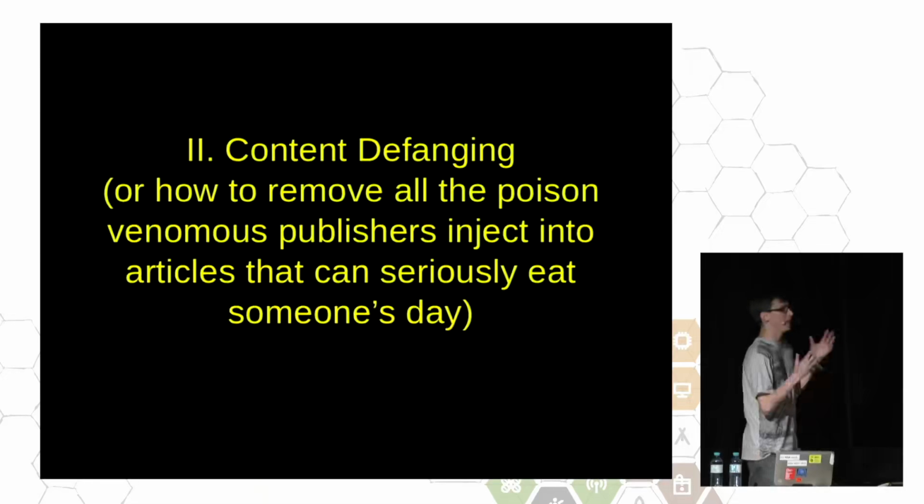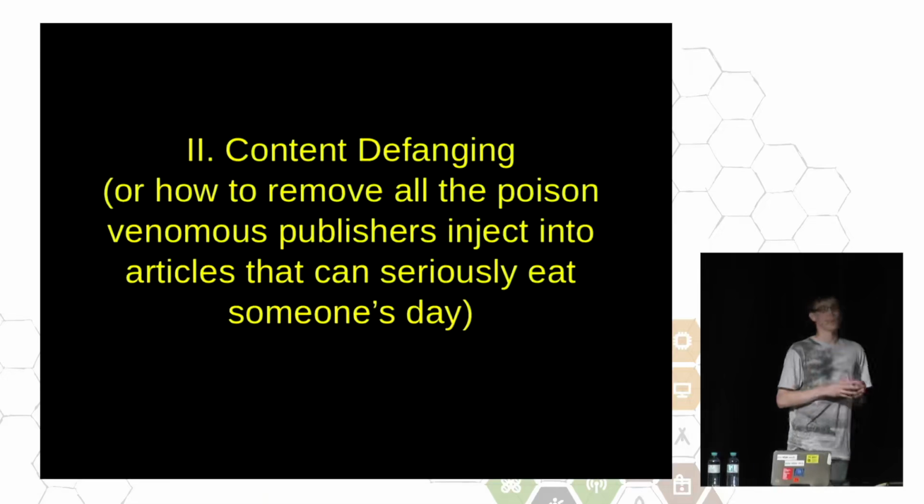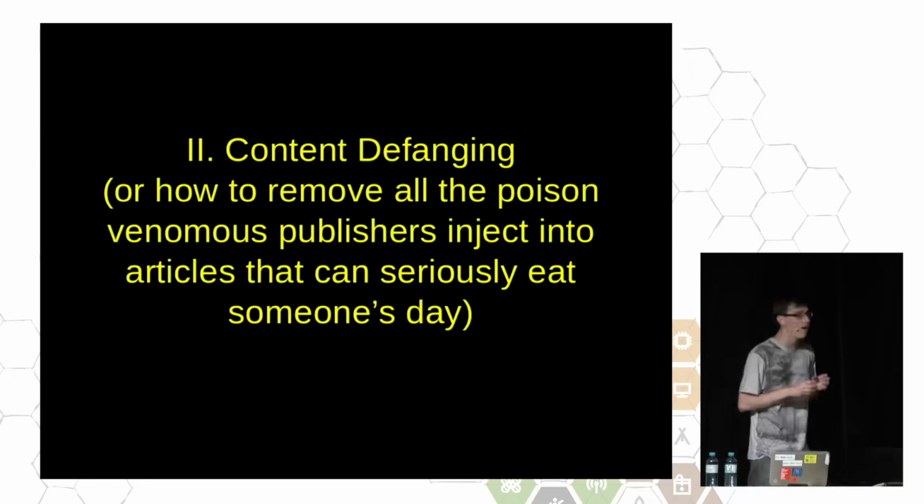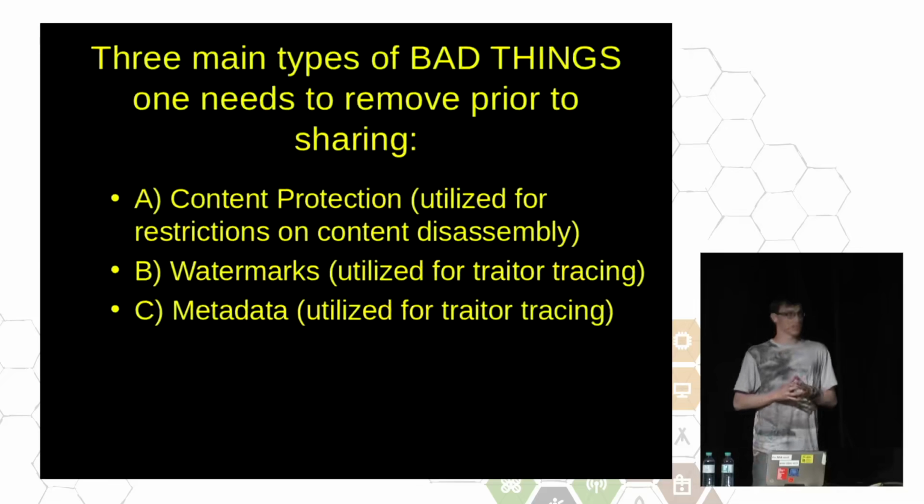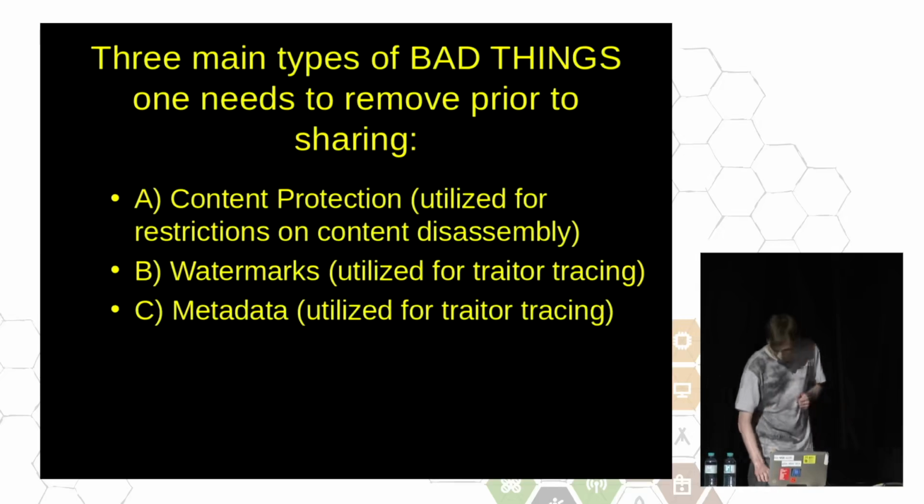Okay, so by now, at this point, we should have procured some articles, right? Before we actually start sharing them, we now need to engage in content defanging, or removing all of the actual poison that the venomous publishers inject into these articles before we can share them, again, to prevent target neutralization. So there's three basic types of so-called bad things that publishers can put in articles: content protection, watermarks, and metadata. So let's go through how we can potentially deal with each one.